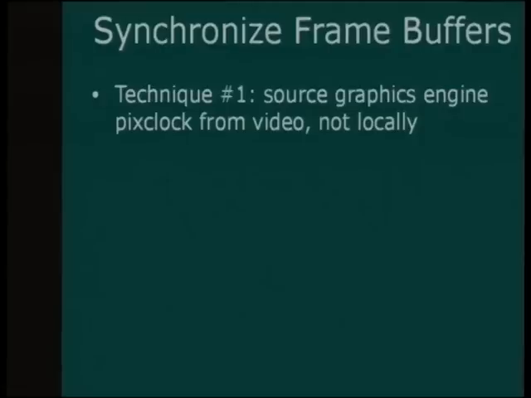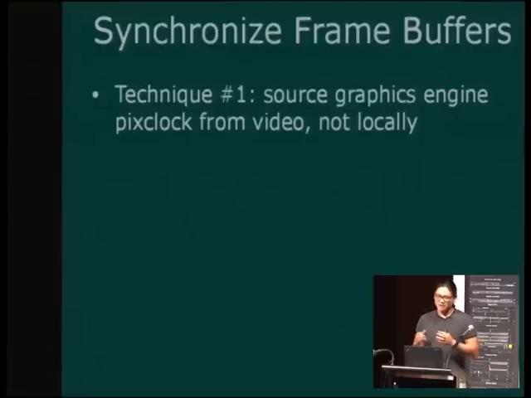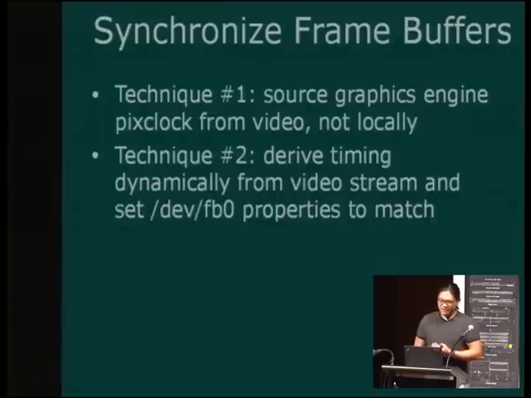First, for the pixel clock for video, we actually source the pixel clock not from the graphics engine, we take it derived from the video stream. So we have a PLL that looks at the incoming clock, derives a clock from it, and then we use that to clock the frame buffer. So that's a hardware hack.